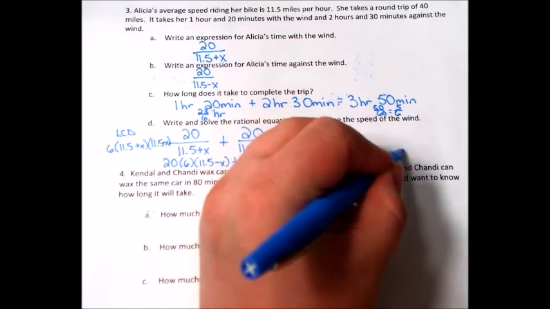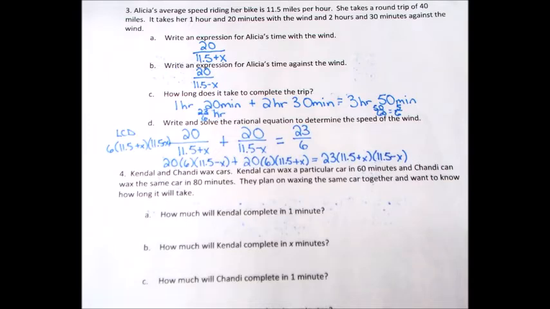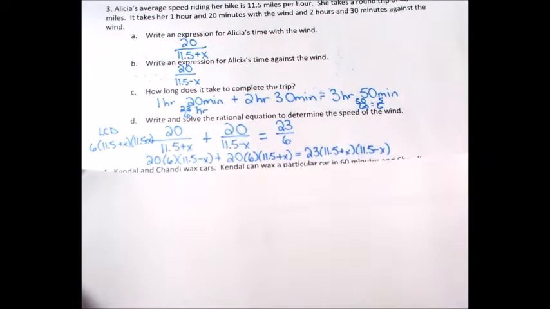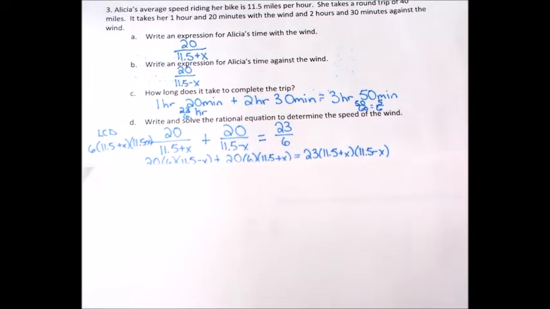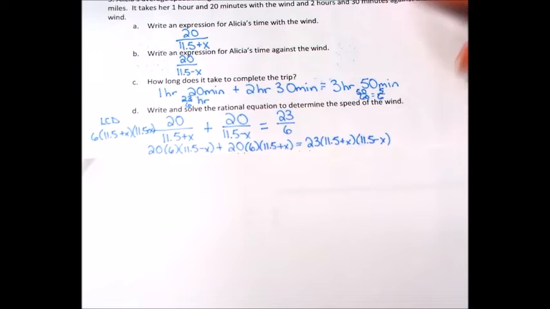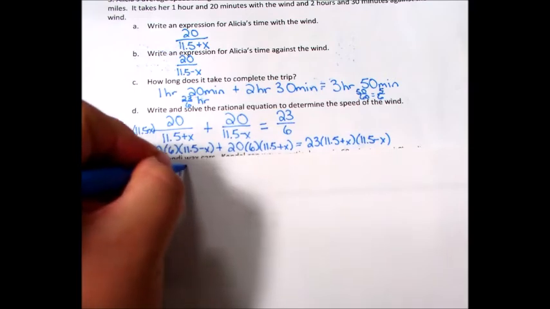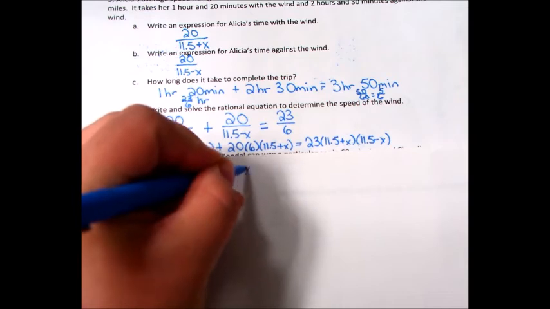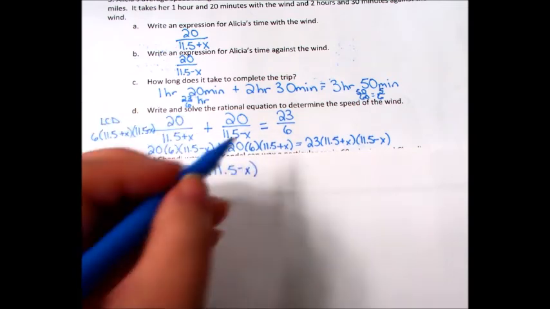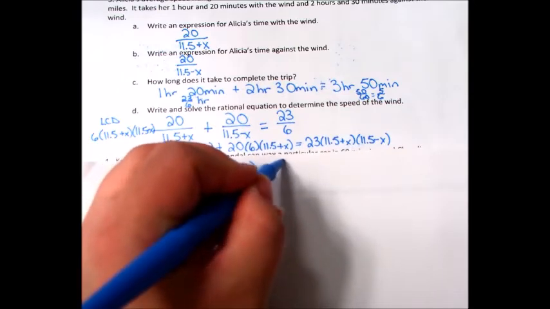Now we're actually going to work through and solve this. It's just like a regular equation, no new information given. I'm going to actually switch over to paper so I have a little bit more room on here. So 20 times 6 is 120 times 11.5 minus x. And then I have 20 times 6, again, 120 times 11.5 plus x.